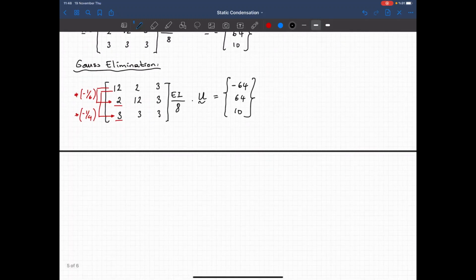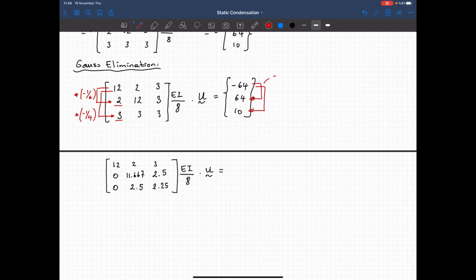So when you do the first step, my matrix looks like this: 12, 2, 3, 0, 11.667, 2.5, 0, 2.5, and 2.25 multiplied by EI over 8 times U. I should do the same thing to this force vector. And our final force vector will be as follows: minus 64, 74.667, and 26 here.